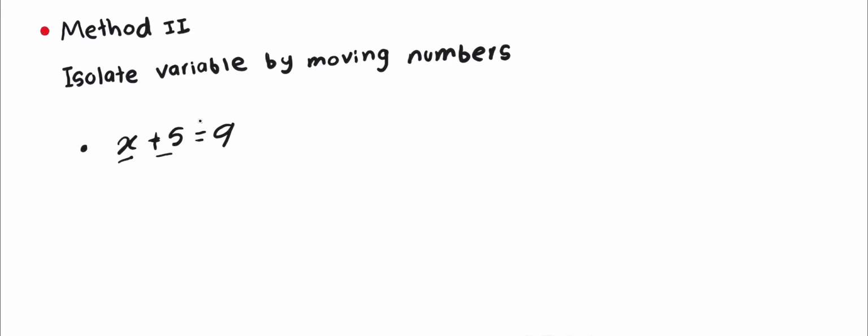This is easy, but there is one very important thing. When you move a number to the other side of the equal sign, its operation gets opposite. So what happens when you move plus 5 to the other side? What is the opposite of plus 5? It is minus 5. So what is the answer? 9 minus 5 is 4.